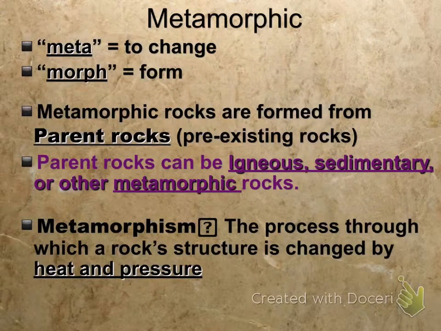So again, meta means to change, morph means to form. So metamorphic rocks are formed from parent rocks or pre-existing rocks. The parent rocks can be igneous, sedimentary, or other metamorphic rocks. So they got to start as a rock and then they are morphed or changed into a metamorphic rock. So metamorphism is the process through which a rock's structure is changed by heat and pressure.